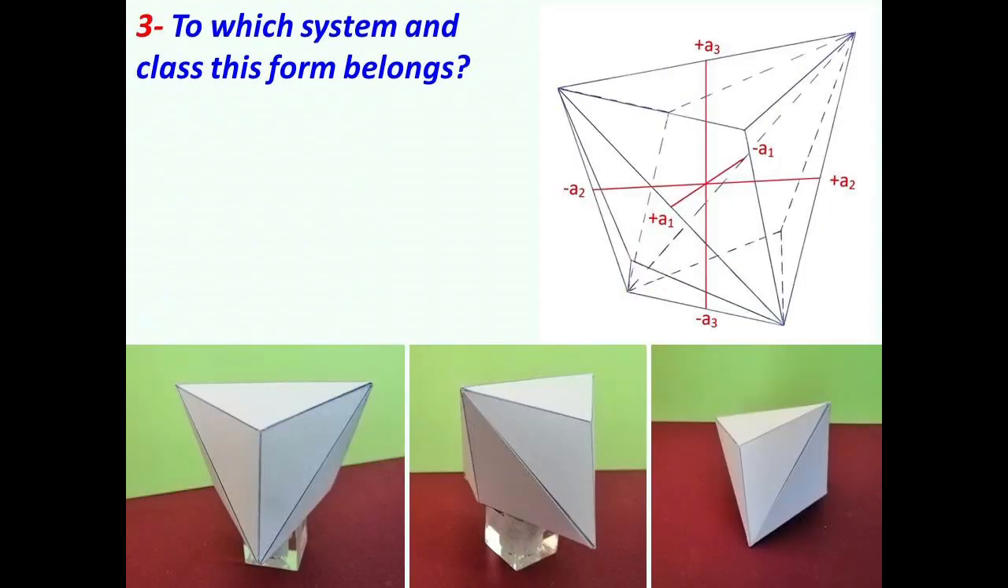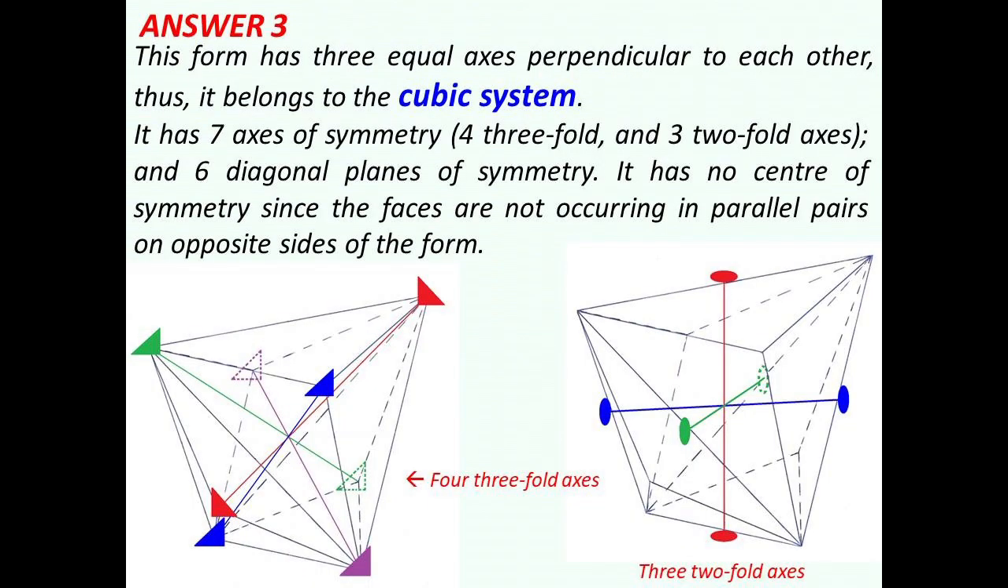3. To which system and class does this form belong? Answer 3. This form has 3 equal axes perpendicular to each other. Thus, it belongs to the cubic system. It has 7 axes of symmetry, 4 3-fold and 3 2-fold axes.